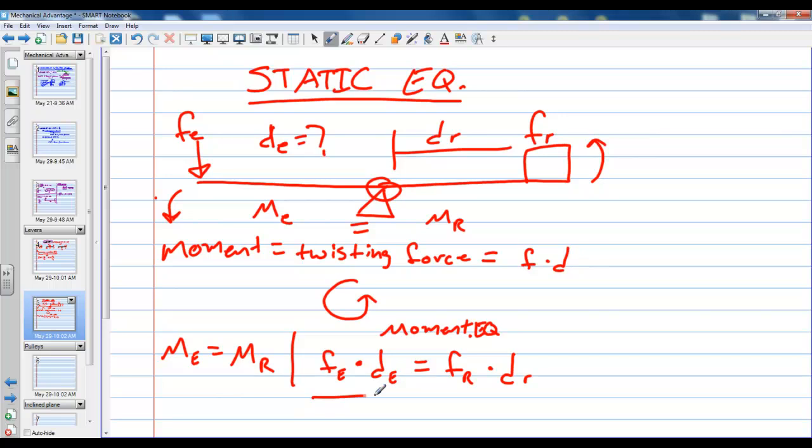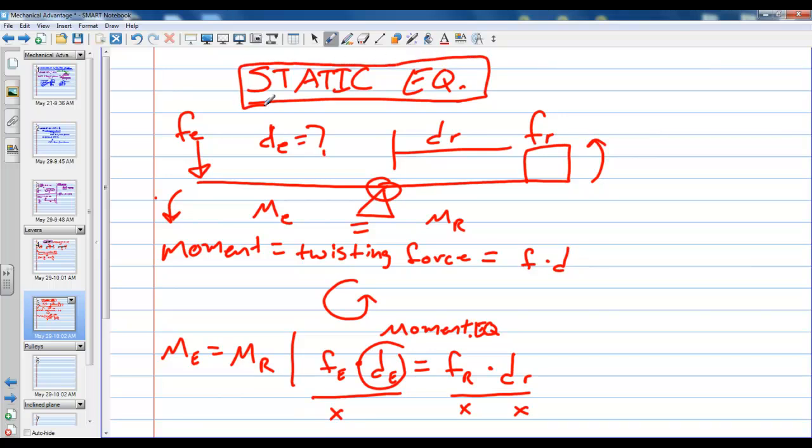Now, if we have this guy right here and this guy right here equal to each other, that's very simple to solve for that. So I know this one. I don't know this one. Do I know the distance of my resistance? I do, so I know that. Do I know the force of my effort? Yes. So I don't know this right here. I could easily solve for that and find the distance. Okay, this is called using a static equilibrium equation. So this is a static EQ equation. Okay, that's how you find it.